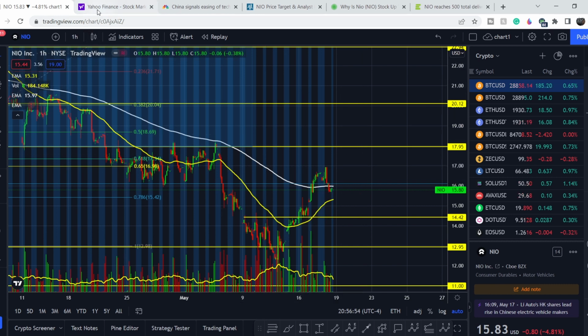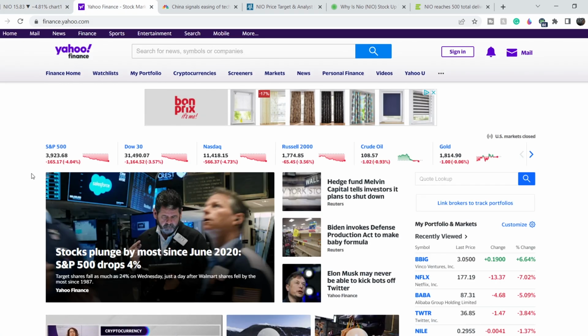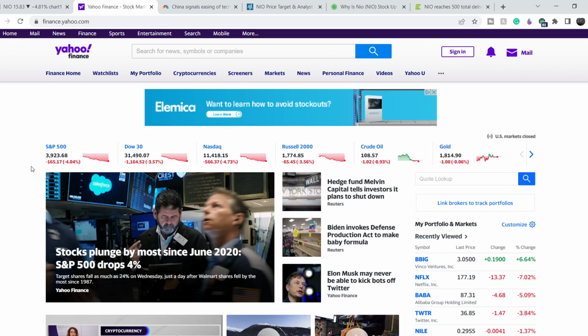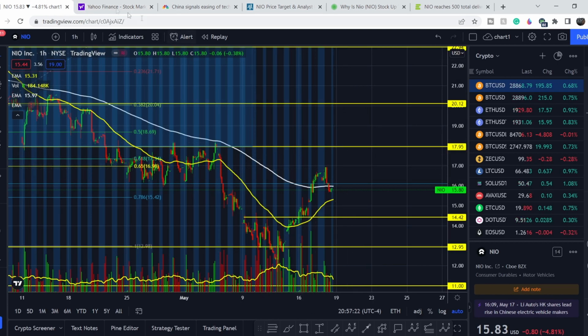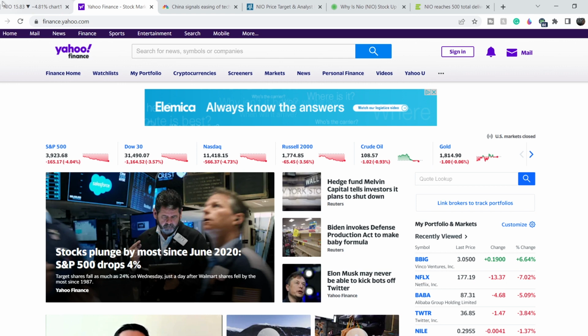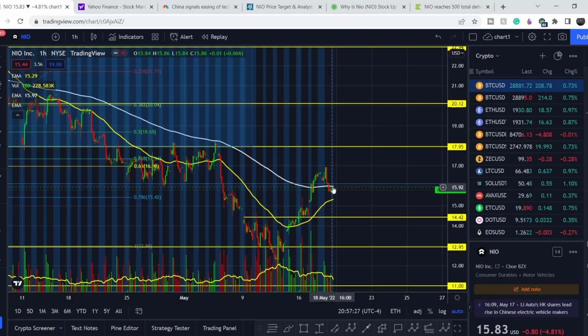But let me show you that on a bigger picture, we are deeply in red and basically all the markets are bleeding right now. S&P 500 lost about 4.04%. Dow Jones lost about 3.57%, Nasdaq lost about 4.73%, and Russell 2000 is also in red by 3.56%. Definitely it is the entire market that moves south, and I have to say that despite huge losses on other stocks, NIO is quite strong. It lost not more than 6% of its value.